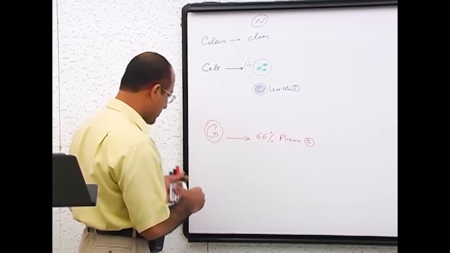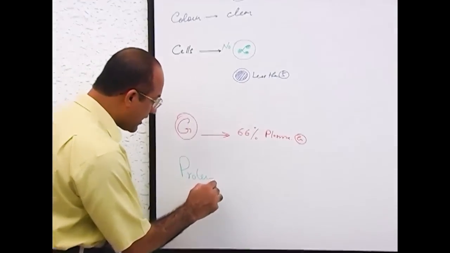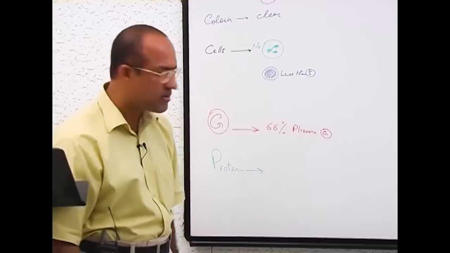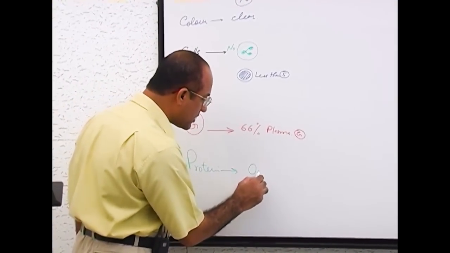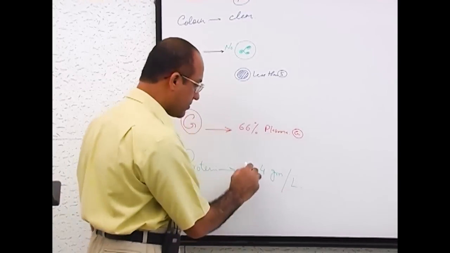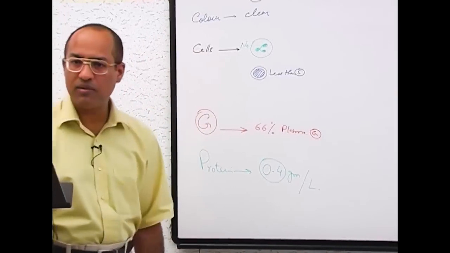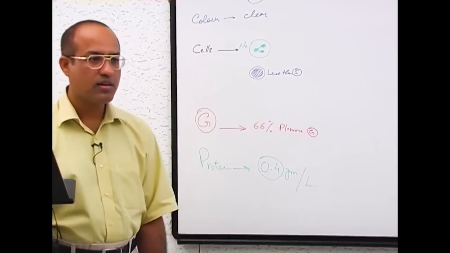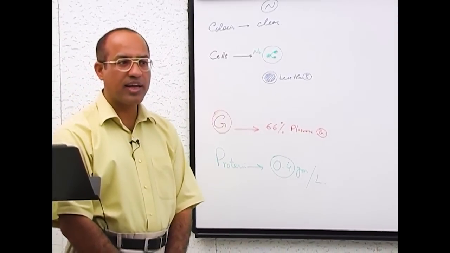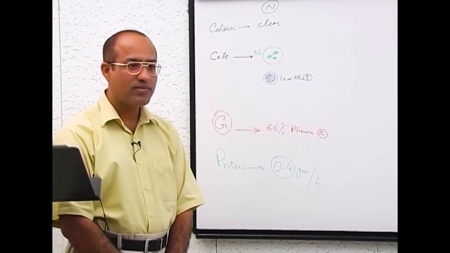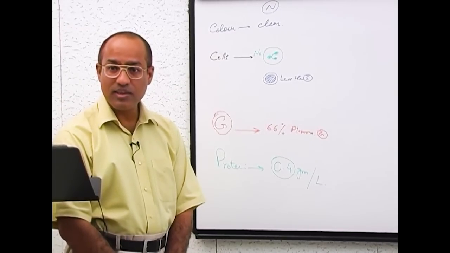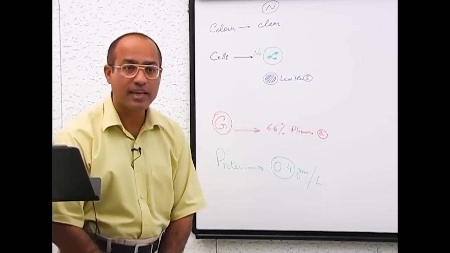Then proteins. Plasma proteins are not freely allowed to move into CSF, and CSF is very poor in proteins. Normally the upper level of protein in CSF is 0.4 grams per liter. It is a very low level. The plasma protein level is how much? 7 to 8 grams per DL, or 70 to 80 grams per liter.